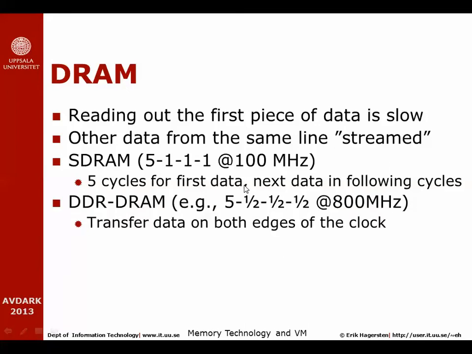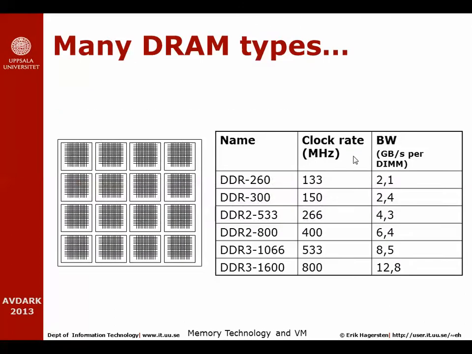The more common DRAMs right now are the DDR, which stands for double data rate DRAM. And here they work in a similar way. So in this example, 5, half, half, half, that means that it still takes 5 cycles to get the first piece of data. And then in half a cycle, you read out the next data, half a cycle, the next data, and so on. We will look at some implementations later on in more detail.